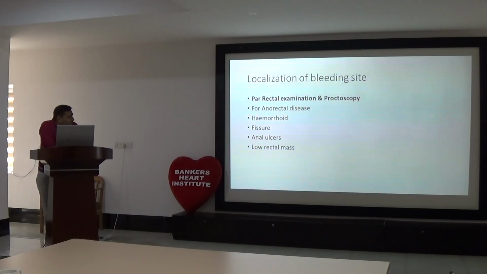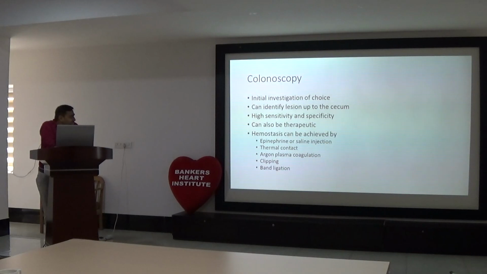So initially, as a routine examination, we'll do rectal examination and proctoscopy for anorectal disease like hemorrhoid, fissure, ulcer, or colorectal mass. Even if we find a bleeding source here, this should be just a routine examination. We should look for other causes also based on the history and examination. So the next best investigation is the colonoscopy.